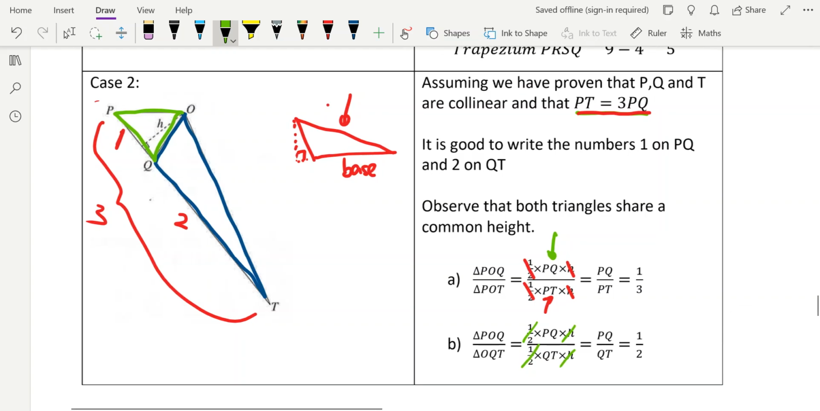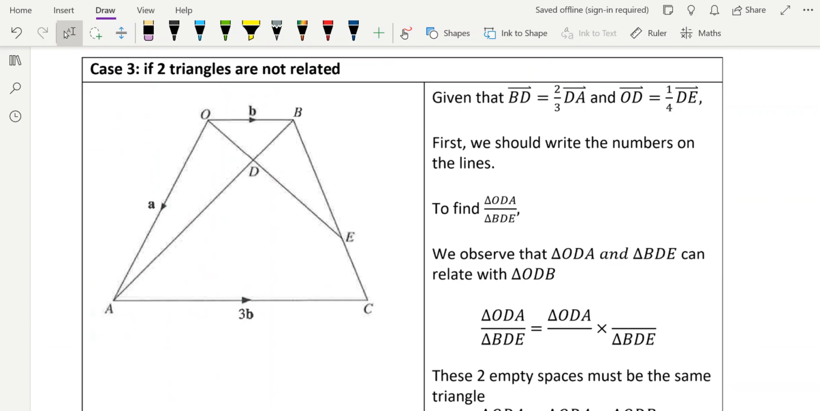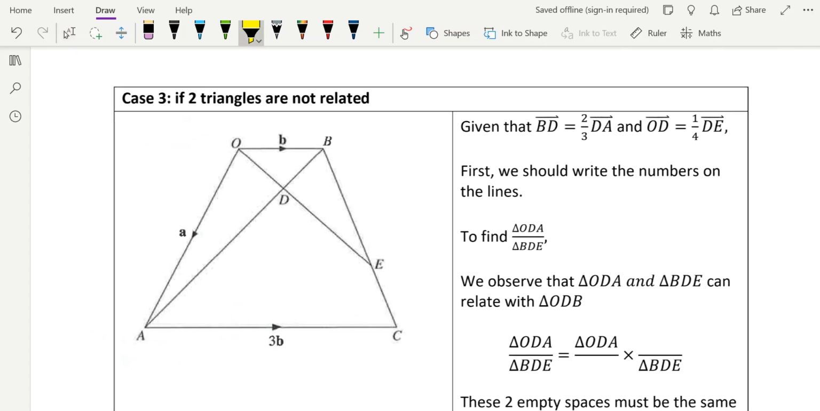Okay, and sometimes, in fact most of the time, you will have a part 3 where the two triangles are totally not related. Again, some of the information is given to you, and some of the information you need to factorize to prove. BD is 2/3 of DA. So BD is here. Sorry, let me use red for this. BD and DA. So this is 2 units and this is 3 units. I will always write the numbers on the line. Then I go to the other one and see that OD is 1/4 of DE. So this is 1 and this is 4.